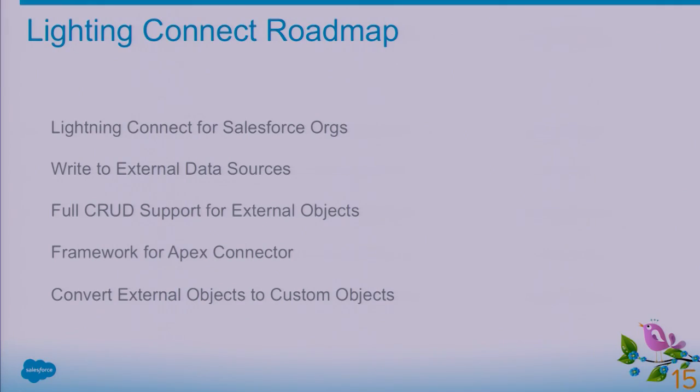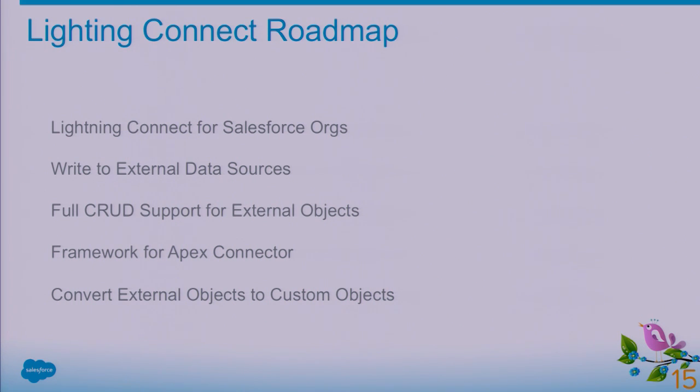Now, if I could just touch on a quick roadmap slide, then I'll pass it back to you. I want to let you and our audience know what's coming down the pipe in the future. We will be enabling Lightning Connect for multiple Salesforce orgs. What that means is if you have 2 or more Salesforce orgs and you want to connect the data across those orgs so you can see a complete, holistic view, that's coming in the future. We also will enable you to write back to those external data sources and have full CRUD rights.